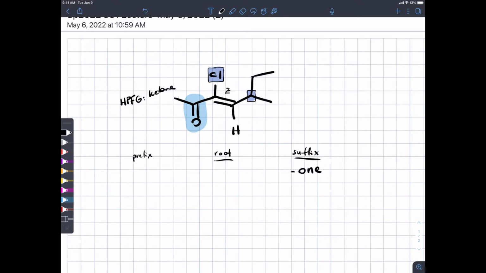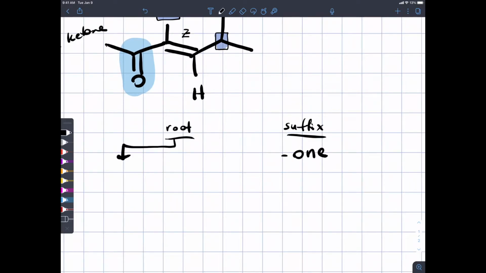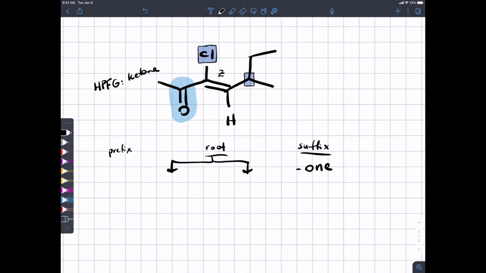Okay. So now we need to figure out what the root is. The root has two parts. One tells you the number of carbons. The other tells you whether or not there's double bonds. To figure out what the root is going to be for the number of carbons, we want to choose the longest chain that contains the highest priority functional group. Okay, so that's rule one. And we're going to start counting in a way that gives that highest priority functional group the lowest number possible.